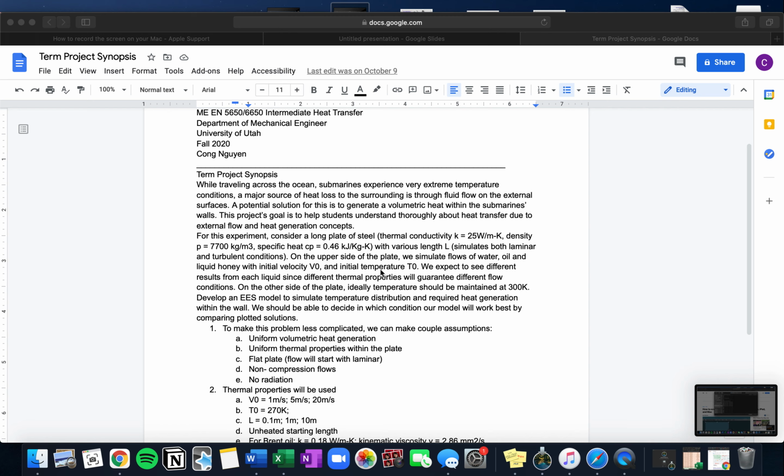So to make the problem feasible, we can make a couple assumptions. We can assume that we have uniform volumetric heat generation, uniform thermal properties within the plate and within the flow. Flat plate, so the flow will start with laminar flow conditions, incompressible flow, and no radiation heat transfer. So we will mainly focus on conduction and convection heat transfer.